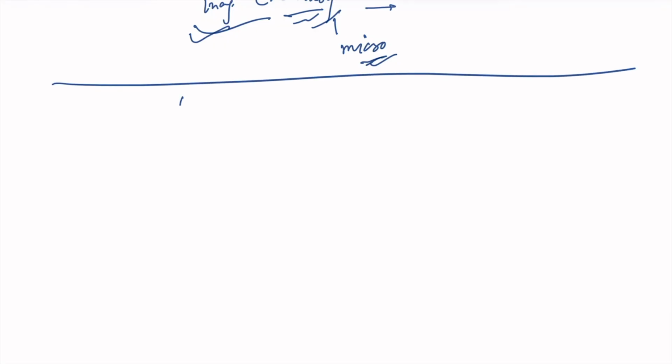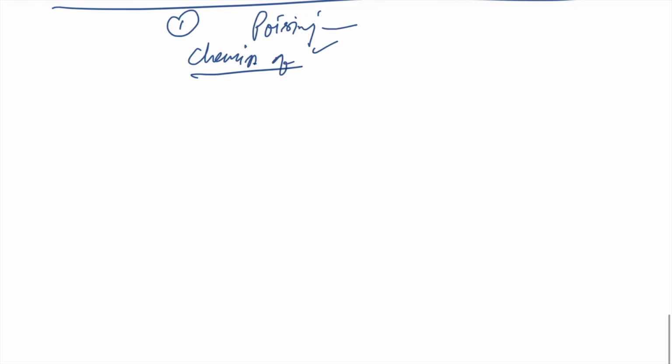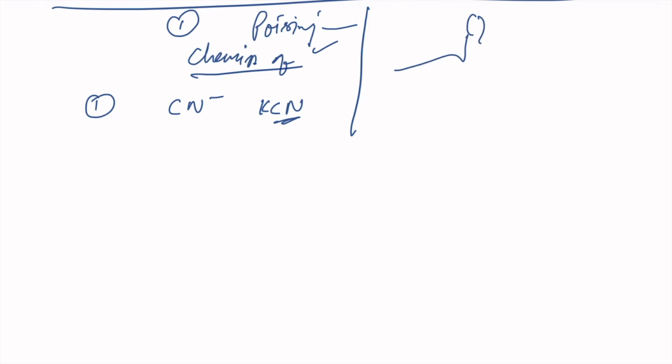So let's talk about one situation: poisoning, the chemistry of poisoning. You have heard about cyanide poisoning, potassium cyanide to be specific, right? Why does cyanide attack? Why is cyanide a poison, right? Let's understand what happens in our body.